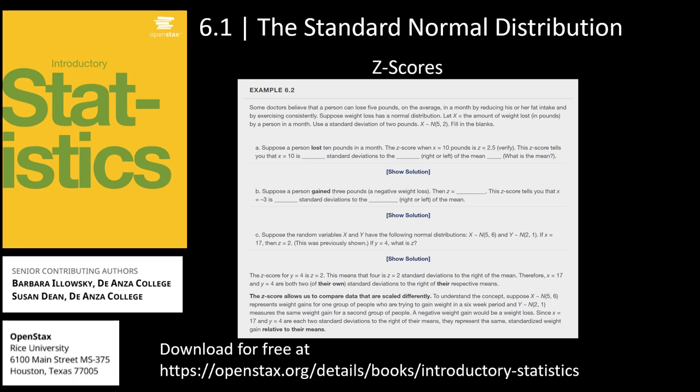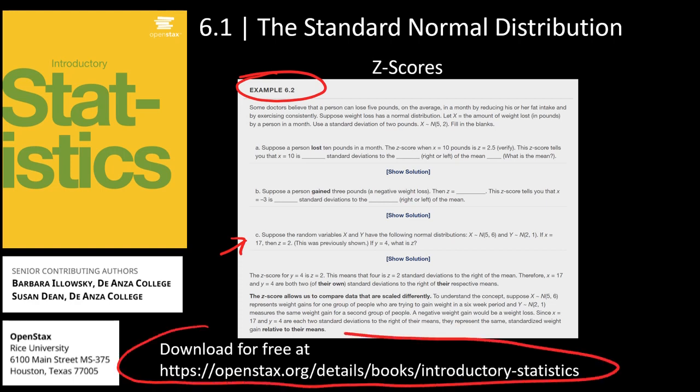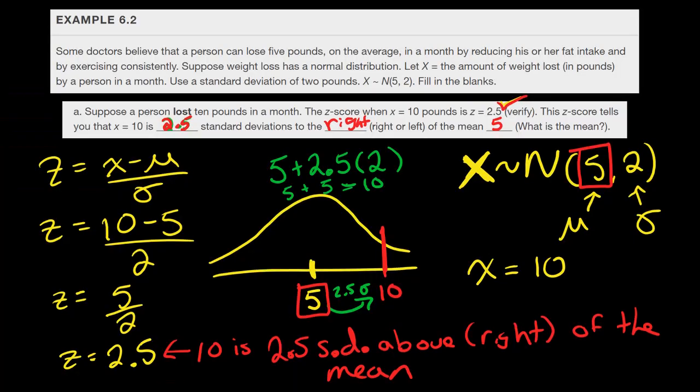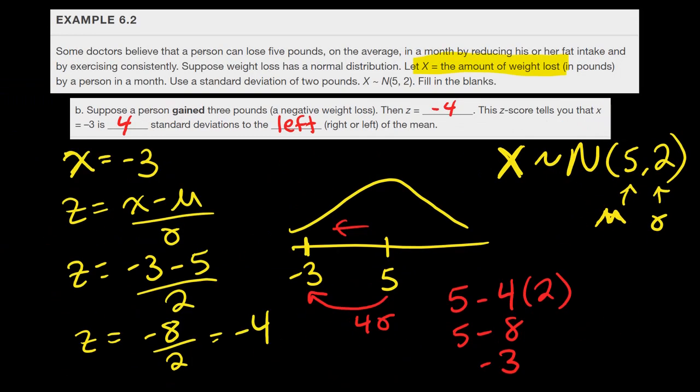In this video, we're going to talk about Part C of Example 6.2 in the OpenStax textbook, which you can download for free using this link. In particular, this example is about using z-values to compare two different random variables. We already talked about Part A and Part B, so now we're moving on to Part C.